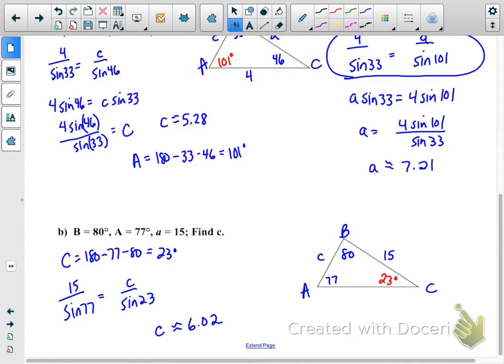Don't shortcut if you can't. If you need to actually show the step where you cross multiply and where you divide, by all means do that.